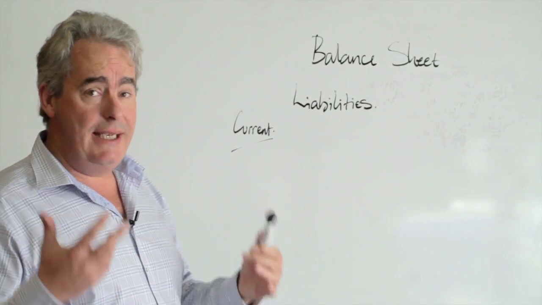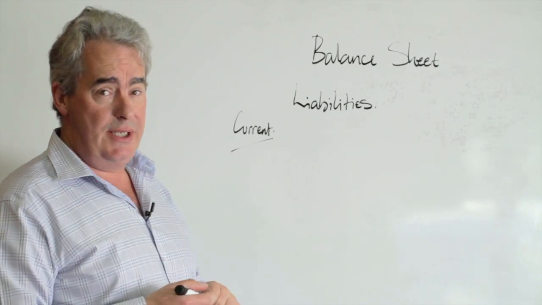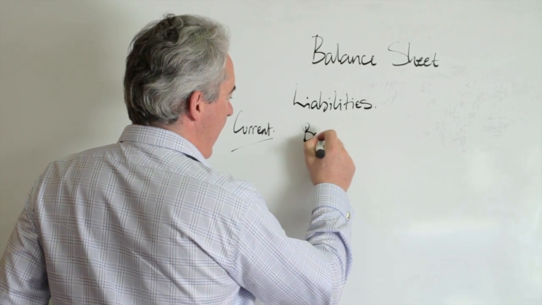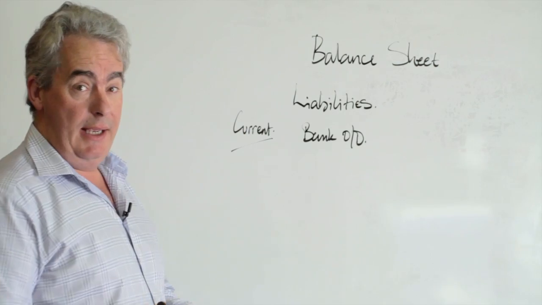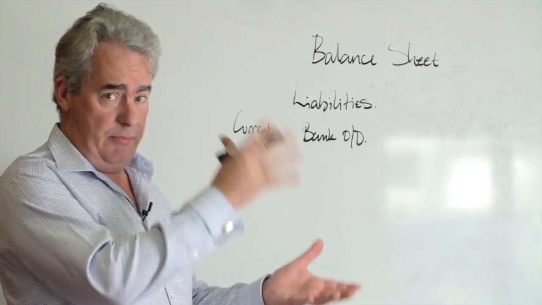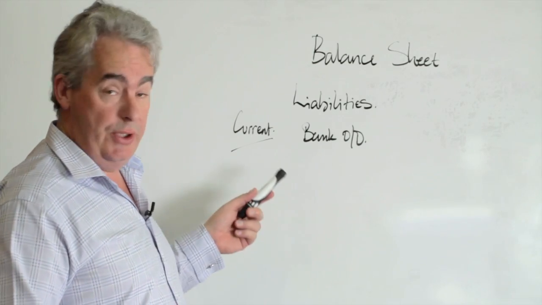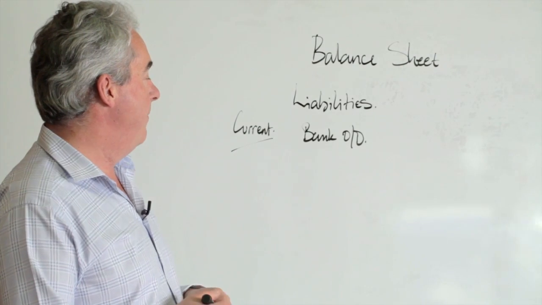So the classic basic inclusions for the current liabilities in a standard balance sheet would be things like a bank overdraft. Okay, we owe the bank money at the end of the year. They've got us secured up to the wazoo, taking everything, including the life of our firstborn, as security for the money that they've extended us under the overdraft.